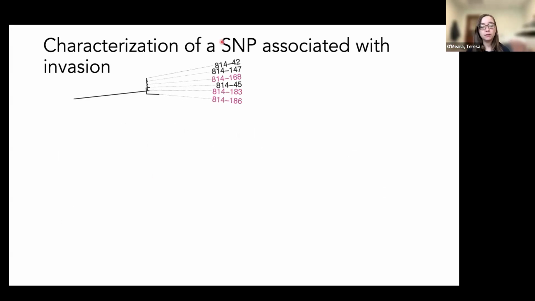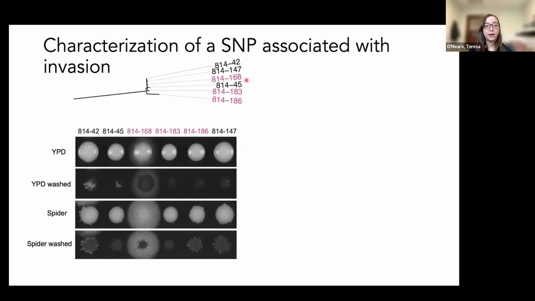So we have student 814 gave us a lot of fungus. We had, I think, 200 different colonies from this one student. But we ended up sequencing 7 of them. And we had both oral in black and fecal in pink. But what's important is that only one of these isolates had this hyperinvasive phenotype.